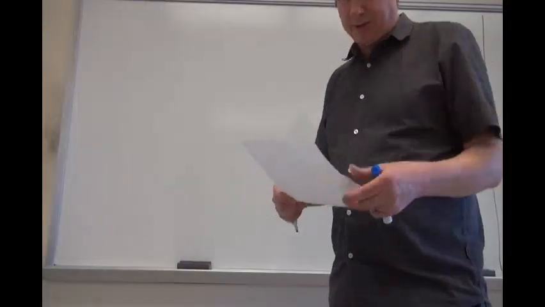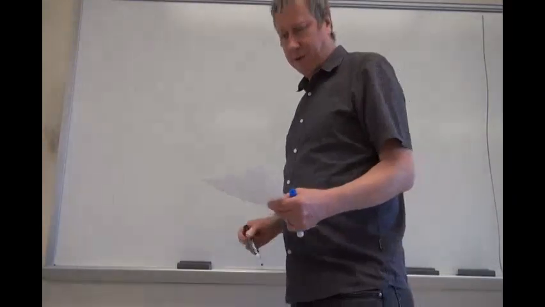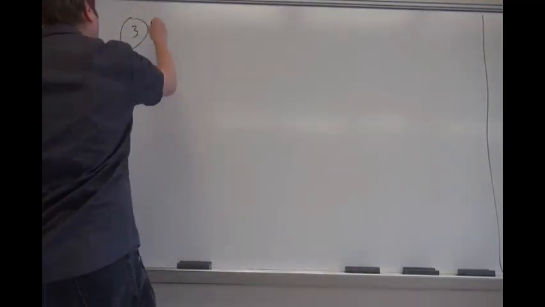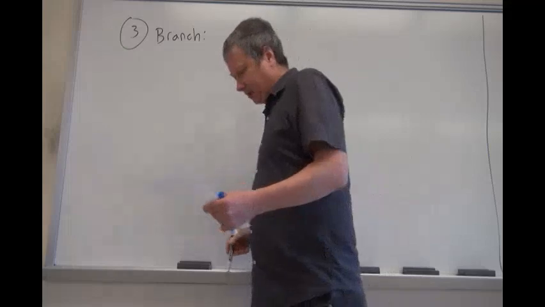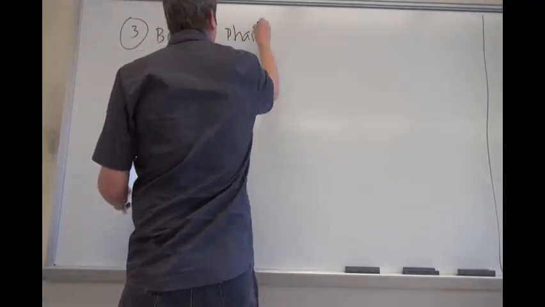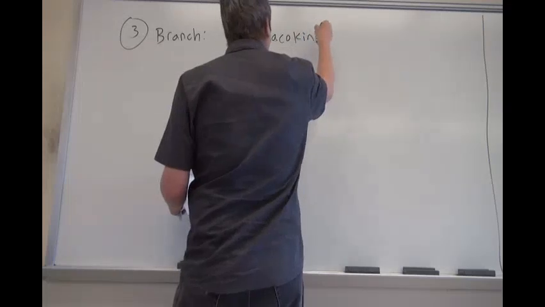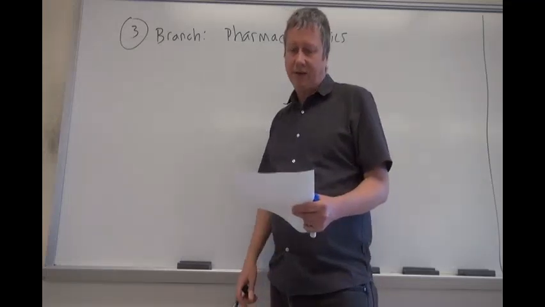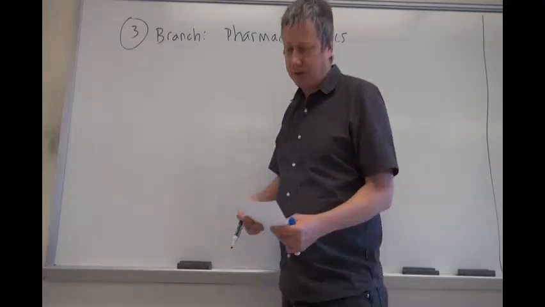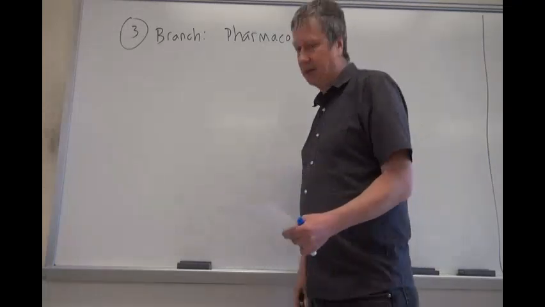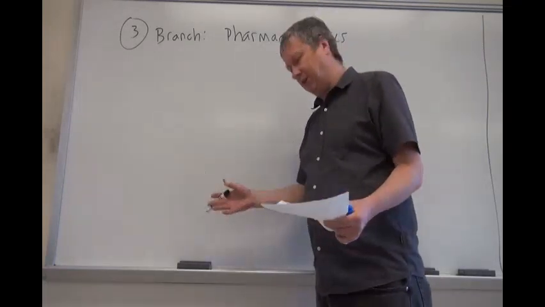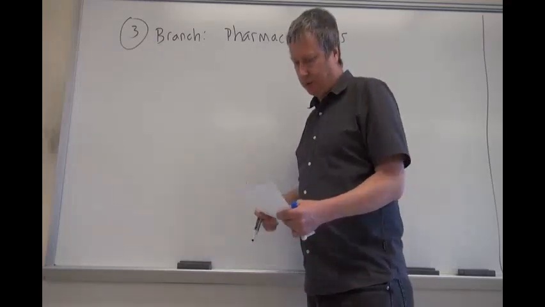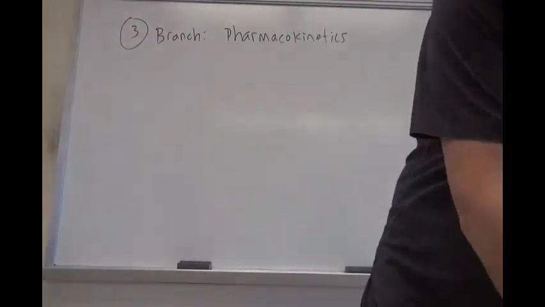Okay, so kind of where we left off, we were talking about the different branches of pharmacology, and we're on number 3. We're talking about pharmacokinetics. Recall that the other branch of pharmacology was pharmacodynamics, which is where a drug might interact with its drug target. Pharmacokinetics is the other situation, of how the body deals with a drug when it's absorbed.